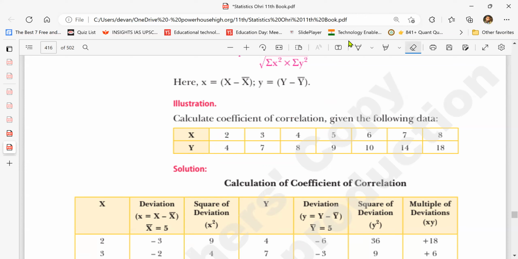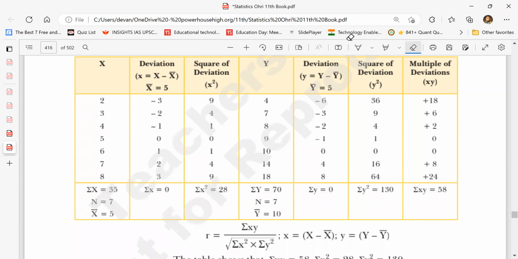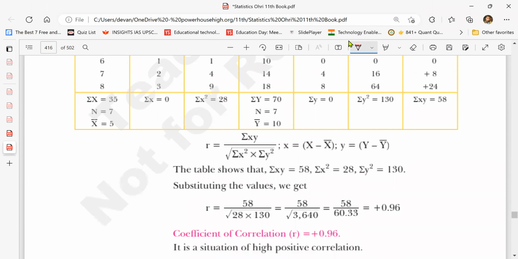And then we will make one more column, which is the small x into small y column. Once we have done all of that, we will calculate the total of the small x square value, the total of the small y square value, and the total of the small x into small y value, and put all of that in the formula, and we will calculate it further. What is this that we are calculating? R, small r, Karl Pearson's coefficient of correlation.